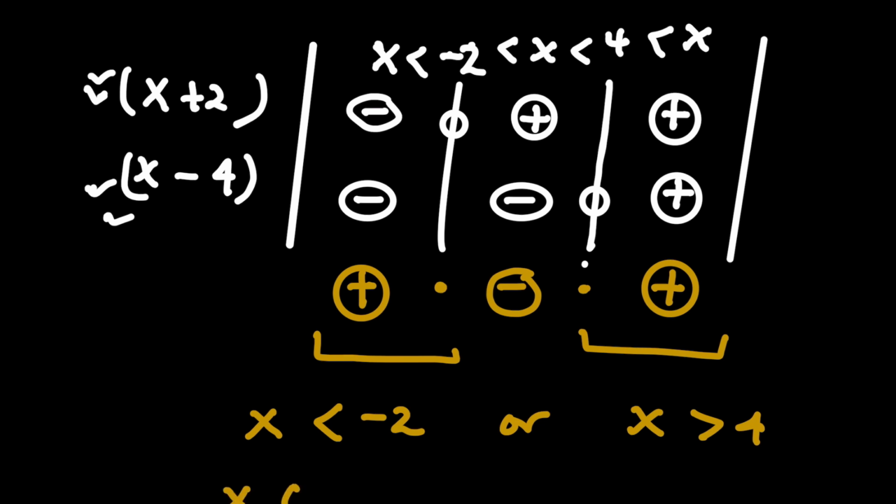And then using the interval notation, it's from minus infinity to minus 2, with square brackets, union with 4 to positive infinity.